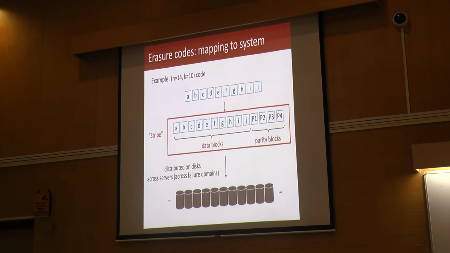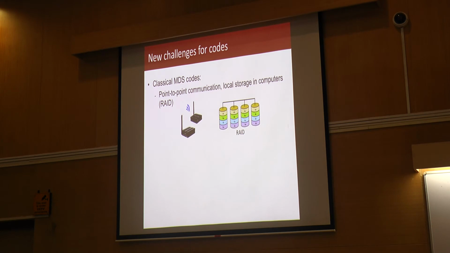As we will see, sometimes you need more, but stripe is a term that I will use throughout the talk. Now, classical MDS codes have been around for decades, and they have been used in various types of applications like point-to-point communication and also local storage in computers, for example, in RAID systems. RAID stands for redundant array of independent, or sometimes inexpensive, disks. Almost every disk system uses RAID within, that is locally. They started out with the single parity check code, where you would have a parity unit for each of some k data units.